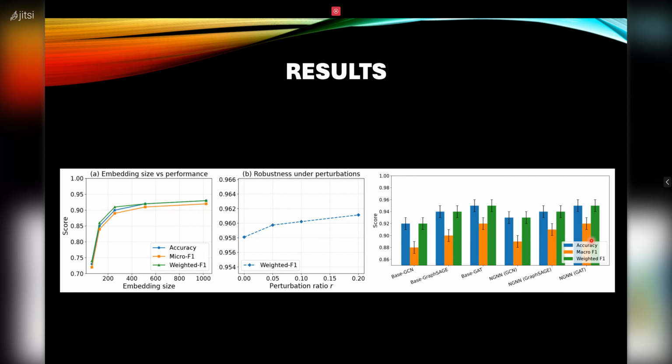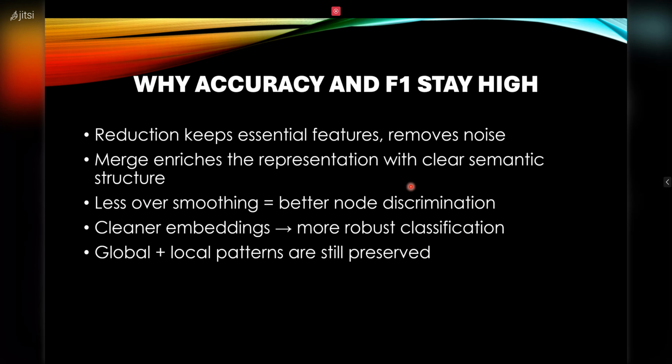On the right side, we also compare our NGNN and GAT based approach with others: NGNN, GraphSage, and NGN DCN. It's showing good results in terms of accuracy and F1 score. And why are accuracy and F1 score good? We keep only the essential features which are useful. In the mean and sum we reduce some extra features to remove the noise, and it helps with less over-smoothing and better node discrimination.